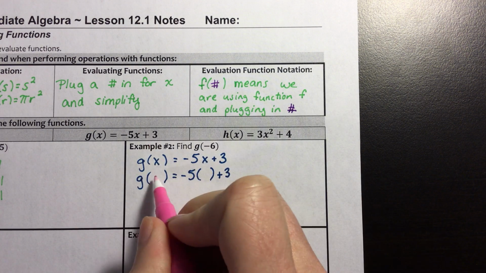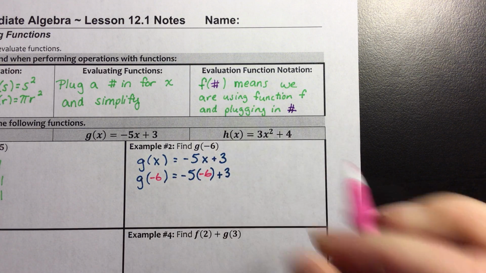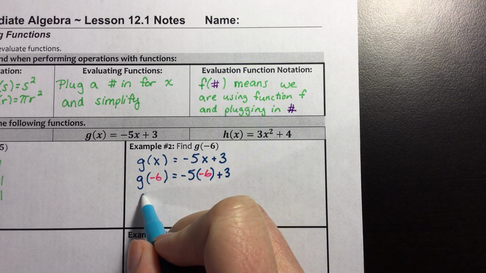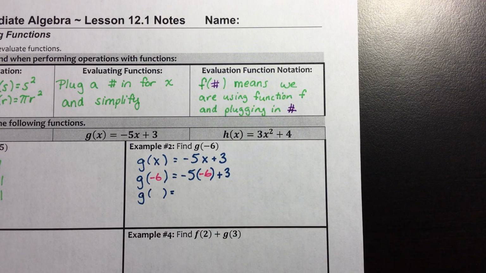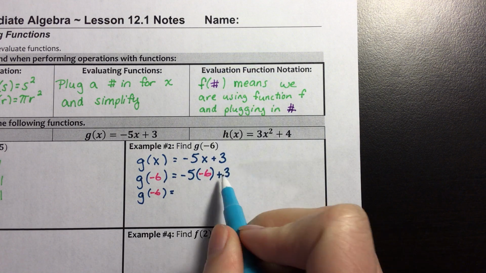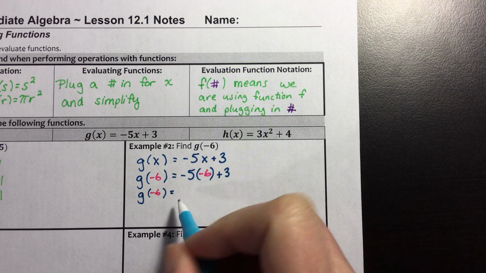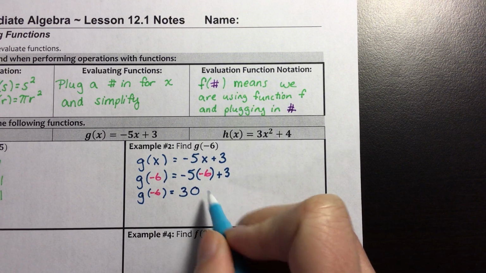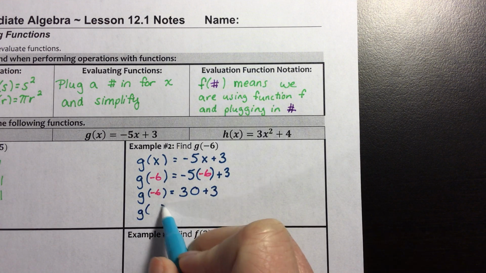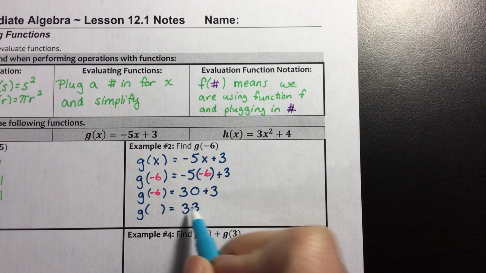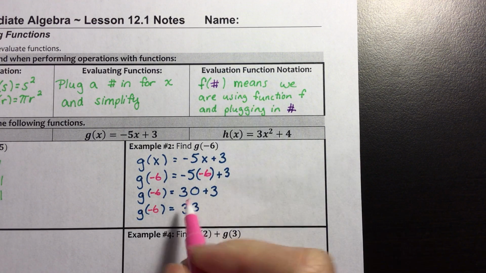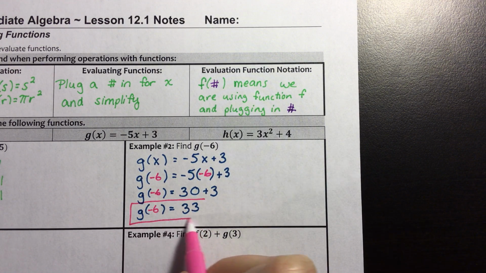And then inside those parentheses, put a negative 6. All right, let's work it out. G of negative 6 equals, work out that right side, multiply before you add. So negative 5 times negative 6 is positive 30. And bring down that plus 3. Then when we add together 30 plus 3, we get 33. So g of negative 6 is 33.